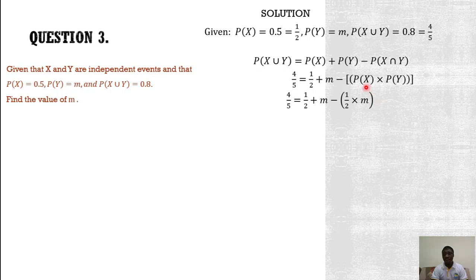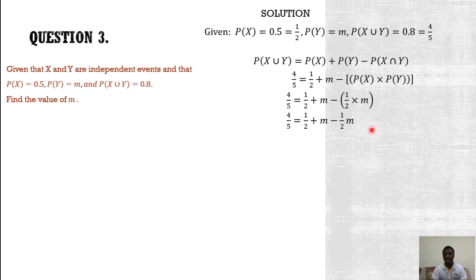So in our next step, you are also going to do substitution because the probability of X was given as half, that's 1/2, and the probability of Y is also M. Okay, now this is a simple linear equation.